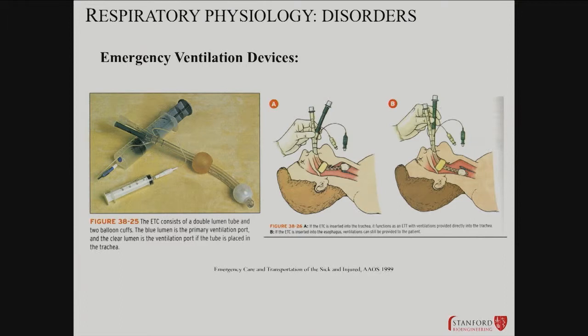If you need acute ventilation of someone, if they're obstructed, you can stick in a little endotracheal tube. If you screw up though, you can put it into the esophagus instead. So you've got to make sure that you're doing things right. You don't want to be inflating their stomach. Modern devices actually still have a way, if you just put it in the wrong place, you're still able to ventilate.